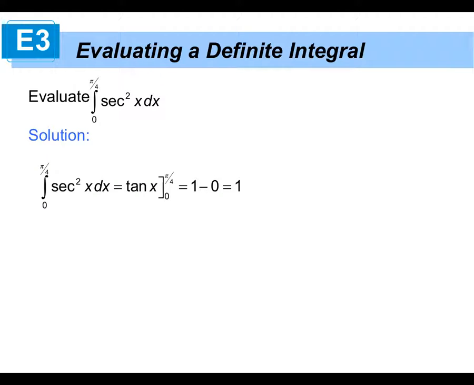Tangent of pi over 4 is 1. The tangent of 0 is 0. 1 minus 0, 1.